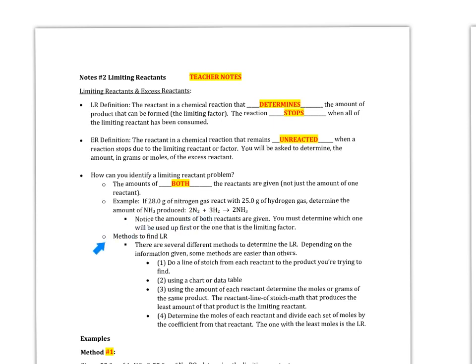So there's lots of different methods. The method that we're going to do is we're just going to do a line of stoichiometry from each reactant to the product we're trying to find. So in this example here, we would do stoich from 28 grams of nitrogen to ammonia, which we learned in the last set of notes. And then we would do a second line of stoichiometry from hydrogen to the exact same thing. So a lot of the information we write down is the same, but we can just kind of copy and paste it. And the one that produces the least, so if this one produced the least, then that would be the limiting reactant. If hydrogen produced the least, it would be the limiting reactant.